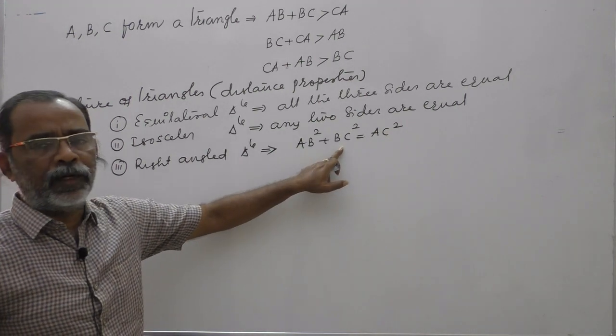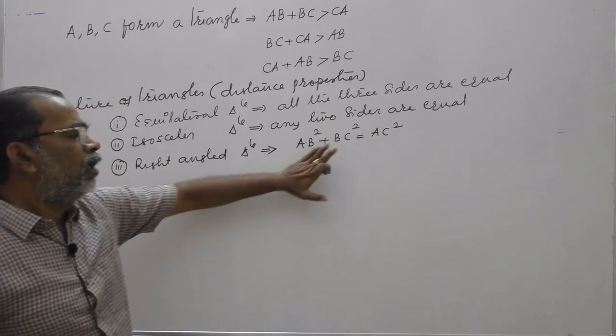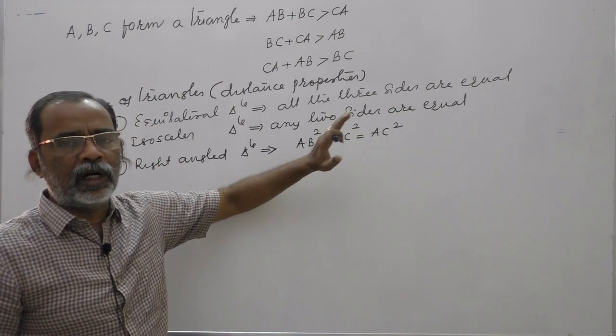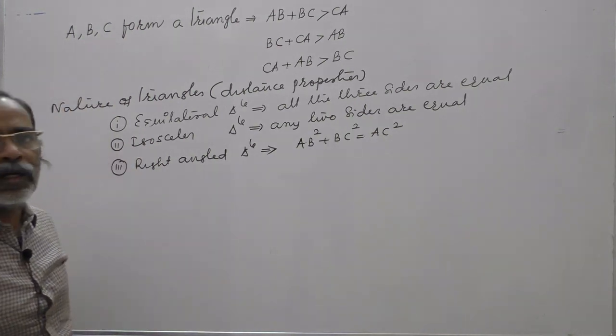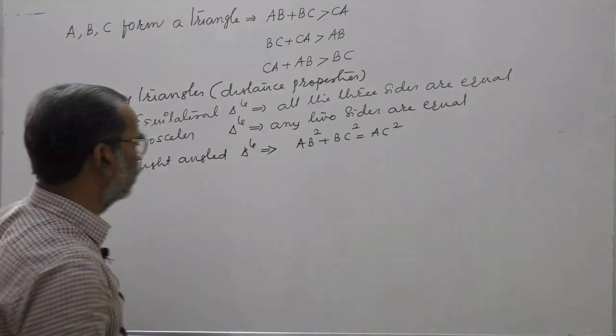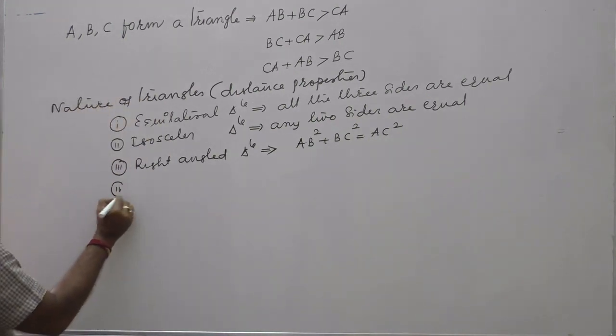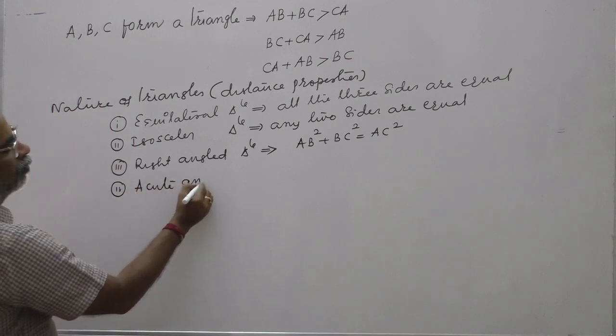If the sum of squares of any two sides is equal to the square of the third side, if 3 points ABC satisfy this condition, then it is a right angle triangle. Sum of squares of any two sides equal to square of third. Next we will have one more: acute angle triangle.